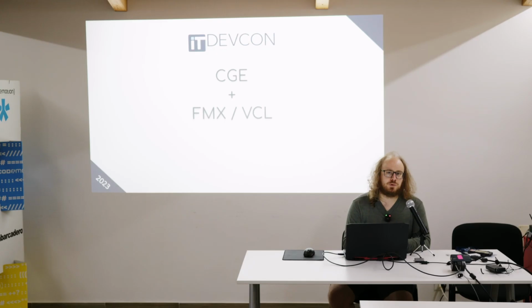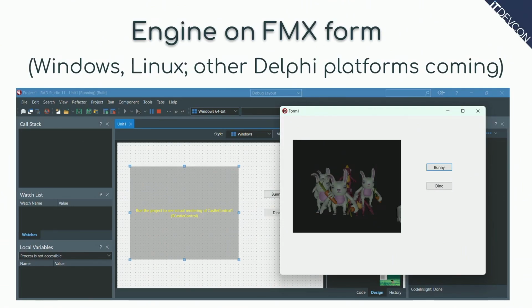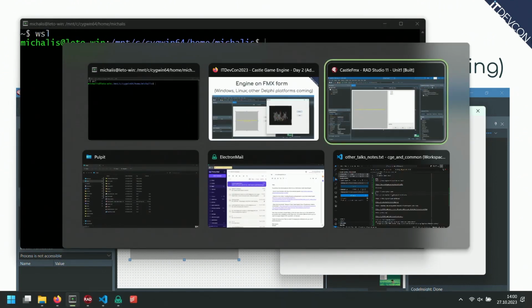So I talked yesterday about how you can design things in Castle Game Engine editor and then display them in a dedicated Castle Game Engine window, okay? Now, there's more you can do. In particular, you can just drop a Castle Game Engine control on a FireMonkey or VCL form, and then the engine can take care of rendering 3D or 2D stuff, whatever you want, some interactions, some animations, and so on. And you can surround it with everything else that you already know from FireMonkey or VCL. Let's just see a demo of it.